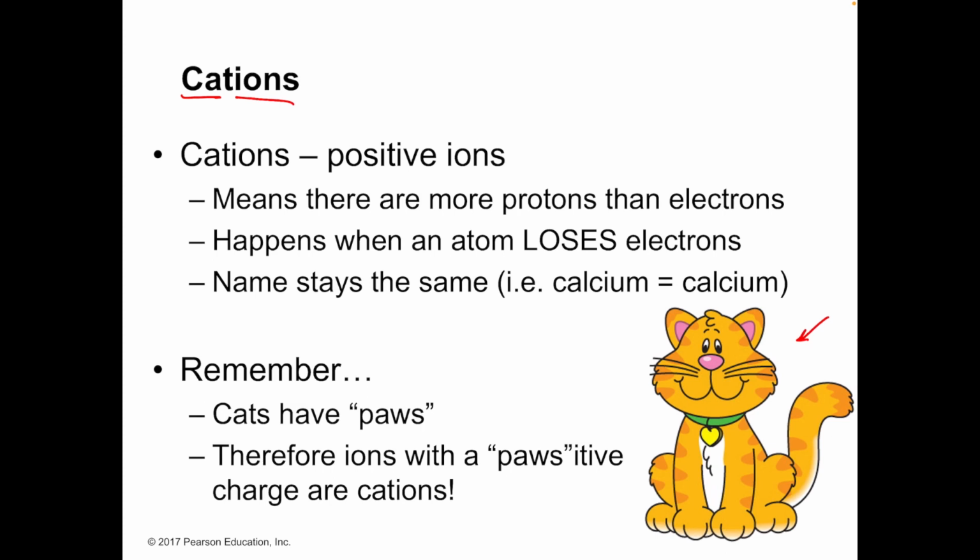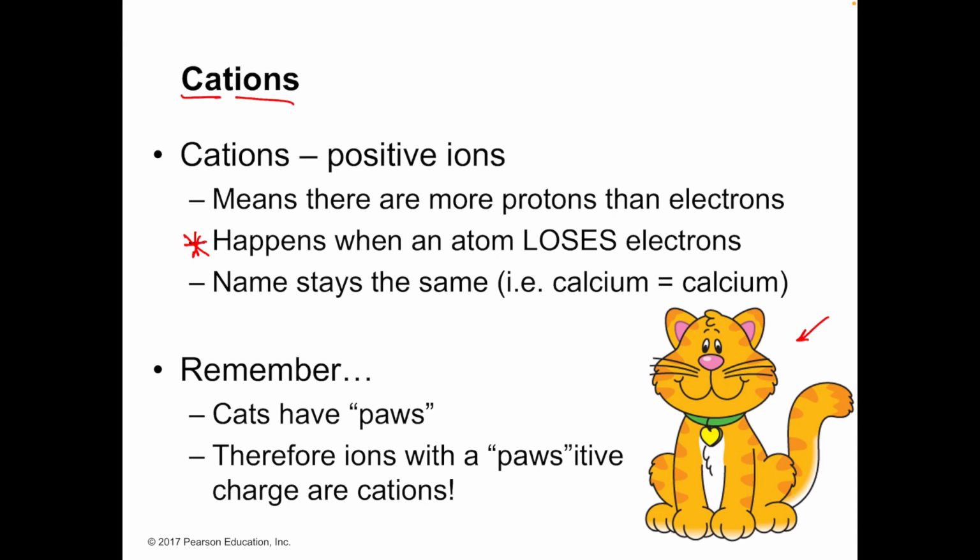And this means that there are more protons than there are electrons. What you really need to remember is that it happens when an atom loses electrons. You can think of it, right? Electrons are negatively charged. So when an atom loses a negative, it's like subtracting a negative, which makes it positive, if you want to think about it that way. It happens because there are more protons than there are electrons. And when we're naming the cations, the name will stay the same. So if it was calcium, even if it's now calcium 2+, we're still going to call it calcium.